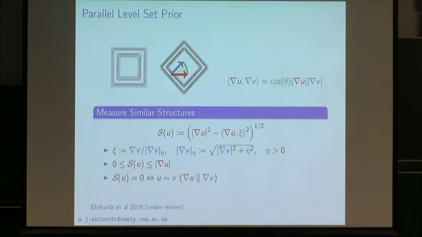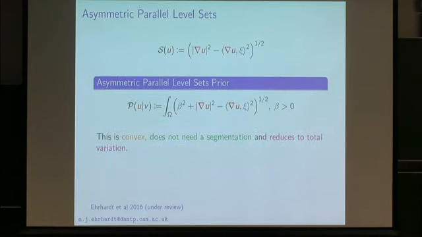And this function has two nice properties. First of all, it is sandwiched between 0 and the magnitude of the gradient, so it's between 0 and the total variation. On the other hand, it is 0 if and only if the two images we want to work on are structurally similar, in the sense that their gradients are parallel or collinear. Based on this local structure similarity measure, we can define a global structure similarity measure by just integrating over the whole image domain. And for optimization purposes, we also introduce the same smoothing with a beta here as we did before in the case of total variation.